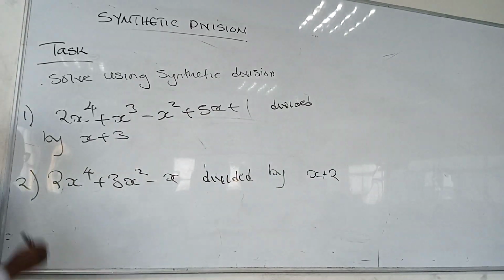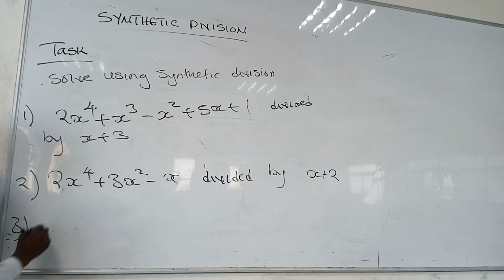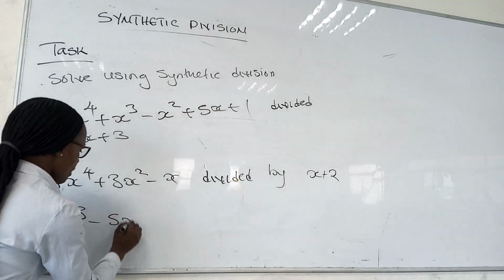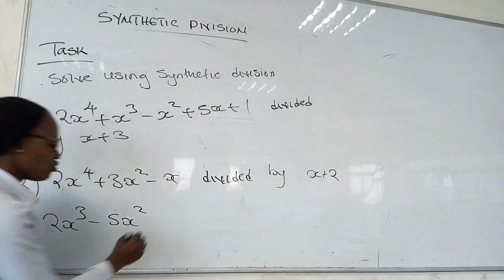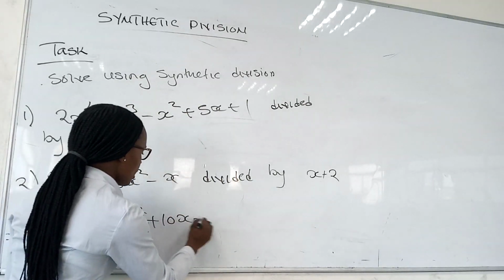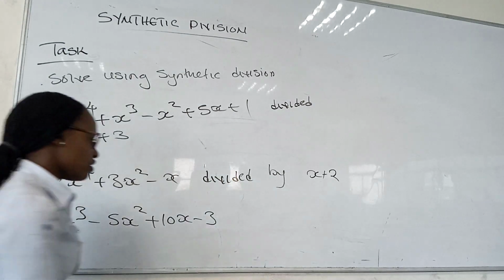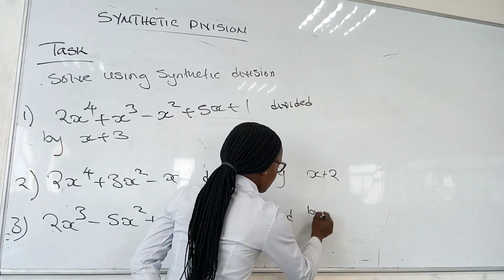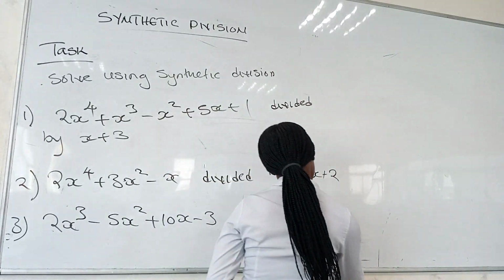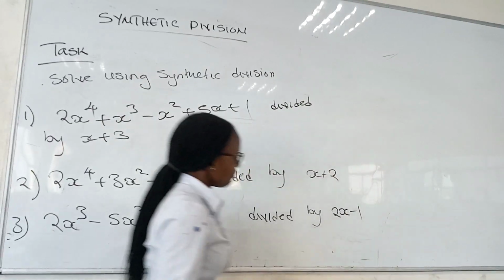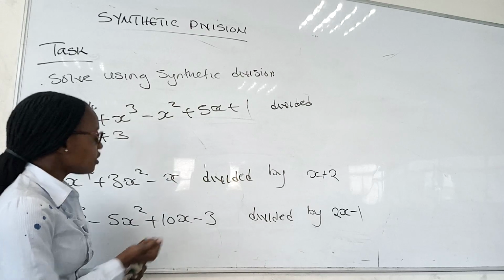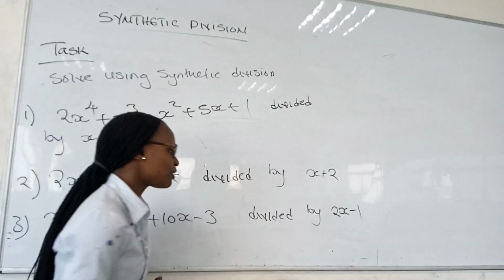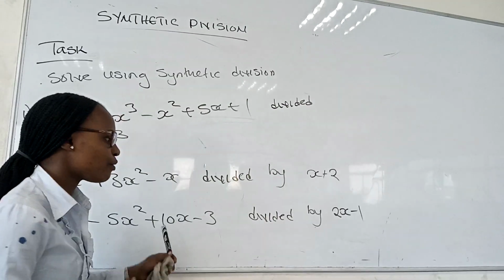Then the last one is going to be 2x to the power 3 minus 5x to the power 2 plus 10x minus 3, divided by 2x minus 1. So you try out these questions, and next time when we meet, we're going to look at something else, of course, moving forward from what we've done.